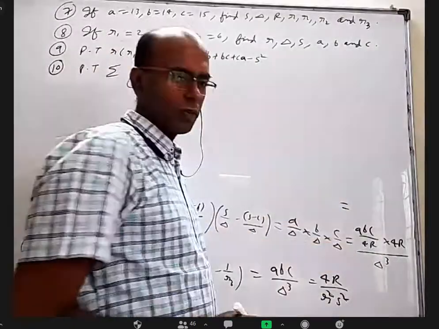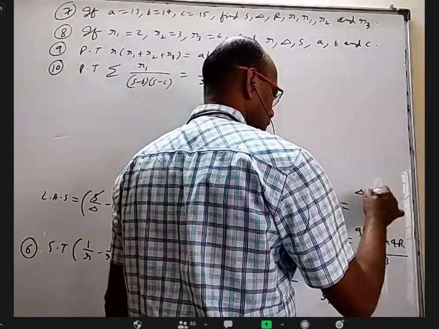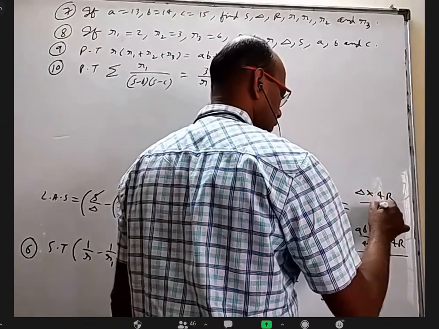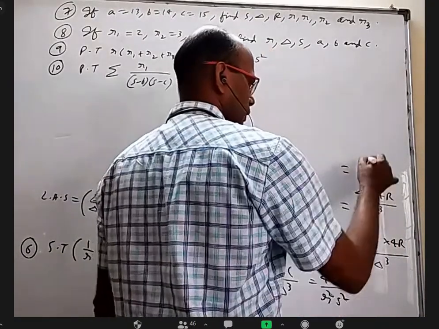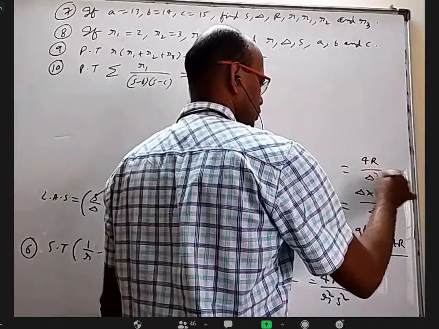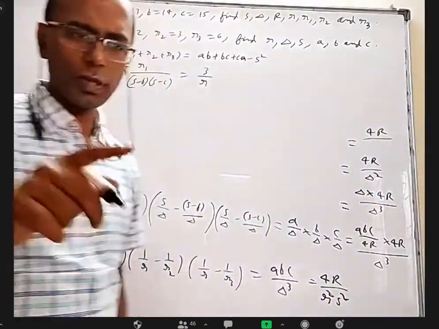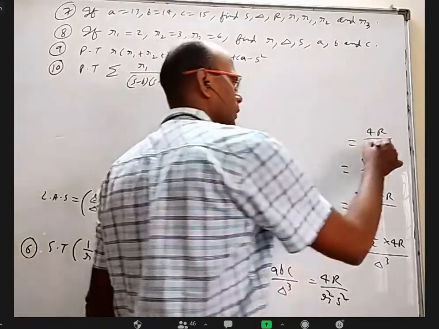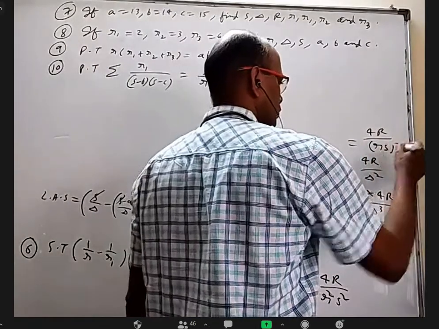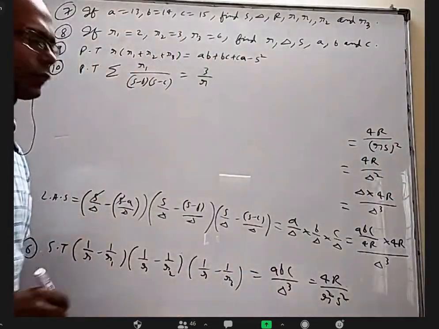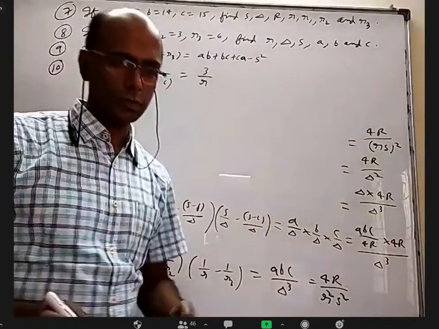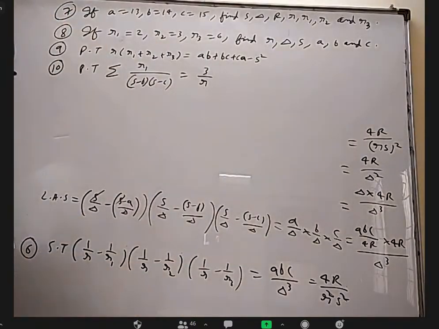ABC by 4R is a formula for delta. So I'll get delta into 4R by delta cube. That is 4R by delta square. And small r is delta by S, so delta I can get as r into S also. RS whole square. Sorry, I'm just writing upwards, but I hope you can understand.